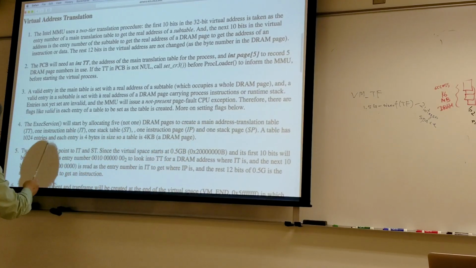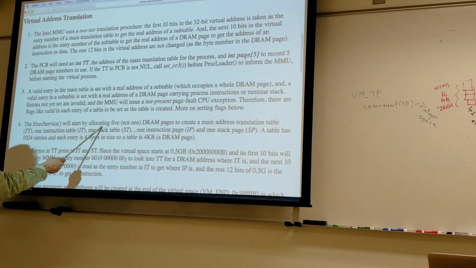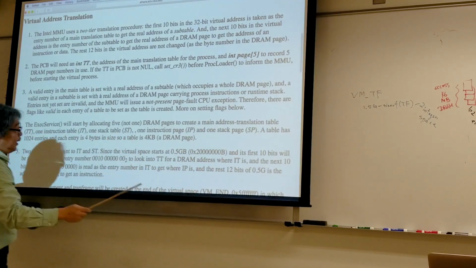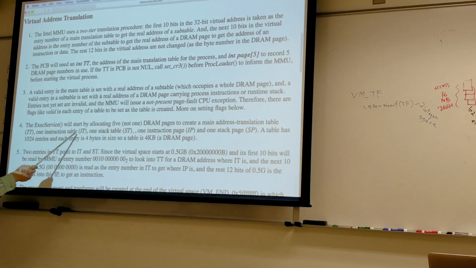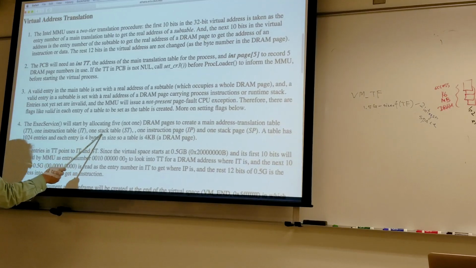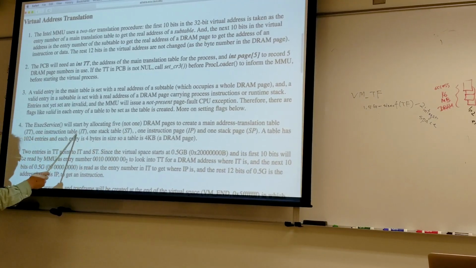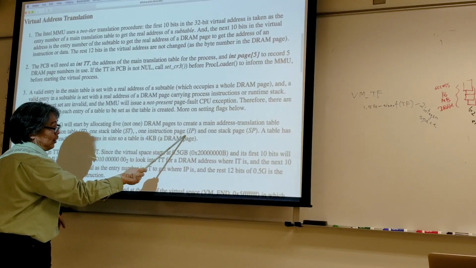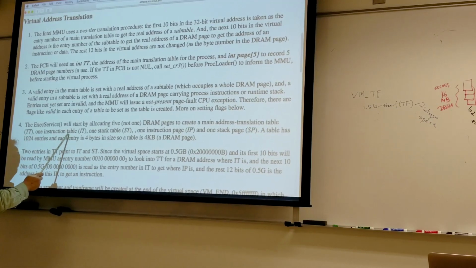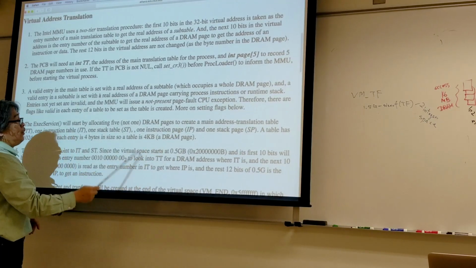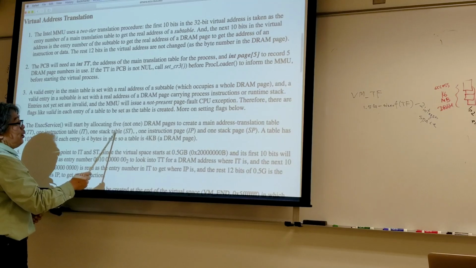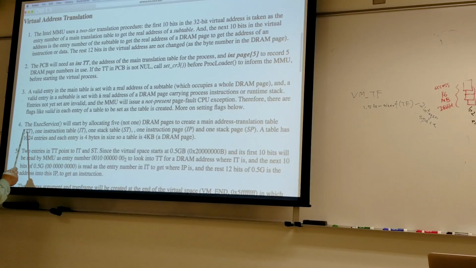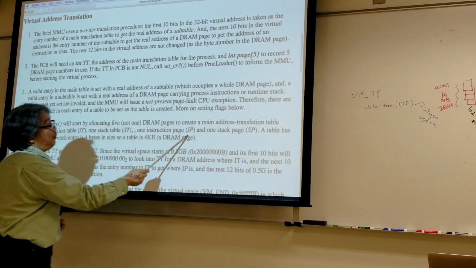More setting flags below. The exit service will start by allocating 5, not 1 anymore, DRAM pages to create a main address translation table, TT. 1 instruction table, that's a subtable. 1 stack table, that's another subtable. We call them instruction subtable or stack subtable. 1 instruction page. Okay, so this instruction table will have 1 entry pointing to this instruction page. Same as this stack table will have 1 entry pointing to this stack page. So altogether, you can see there are 5 of them: TT, IT, ST, IP, SP.